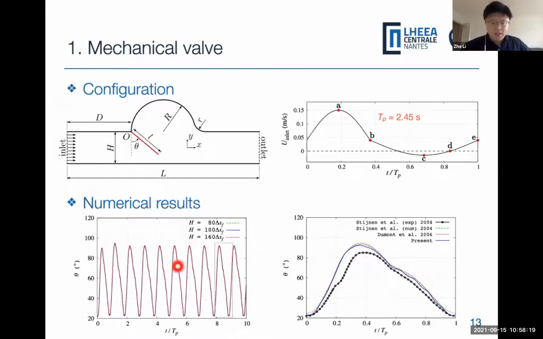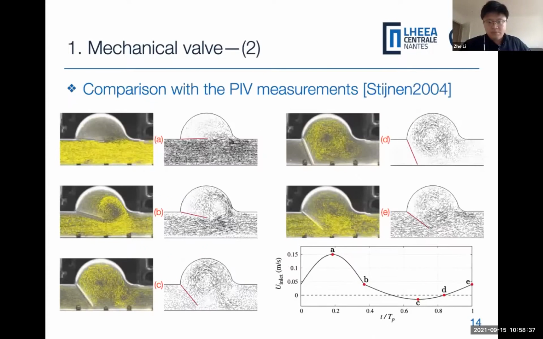We did some mesh convergence, and by comparing with the references, we observe that among all the numerical results, our numerical results agree well with the references. And this is the comparison between the experimental PIV measurements carried out in the reference and our numerical result. As you can see, at these five different instants, the velocity fields agree well between our result and the experimental measurement using the PIV technique.